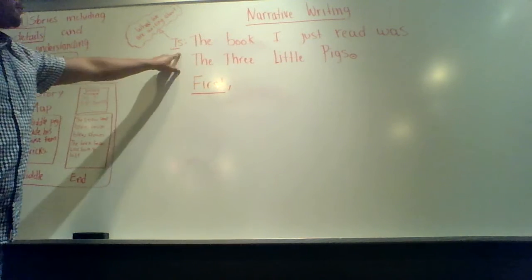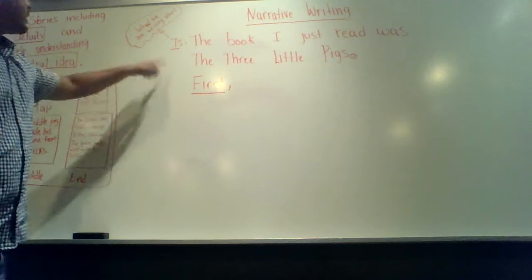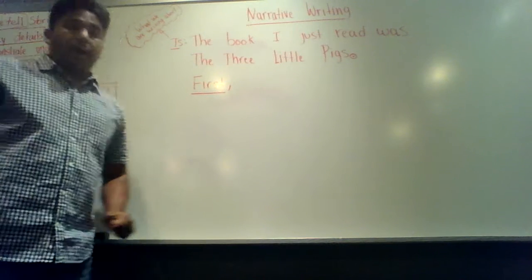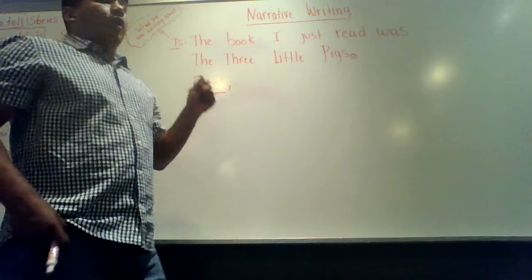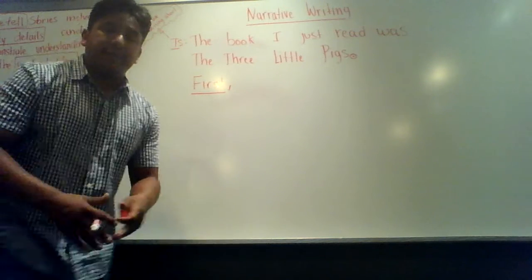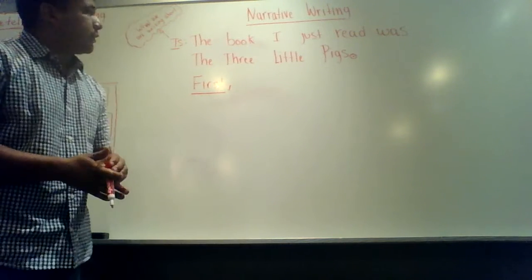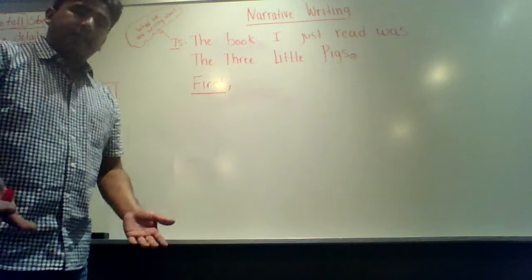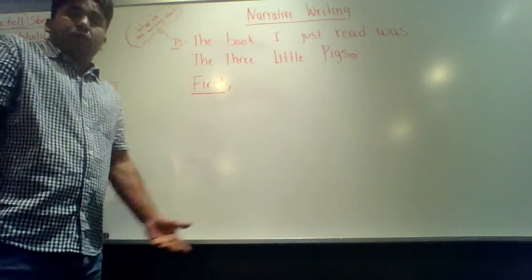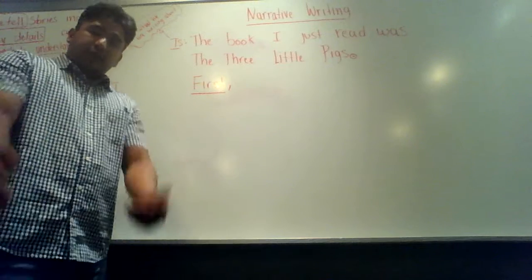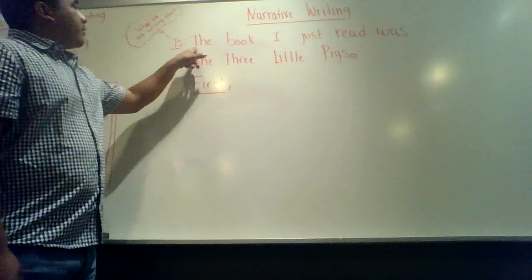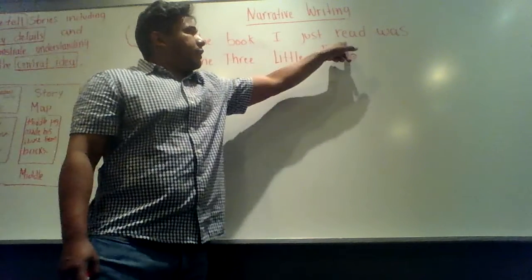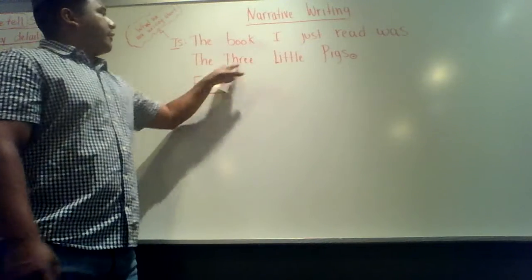Our topic sentence, our TS, remember, TS is what we are writing about. We always want to tell our audience what we're going to write about. And it's to be really simple, right? We don't want to make things harder than they need to be. So we just want to say, well, what are we going to write about? Well, what did we just do, boys and girls? Well, the book I just read was The Three Little Pigs.